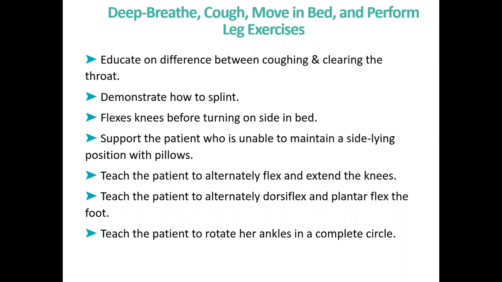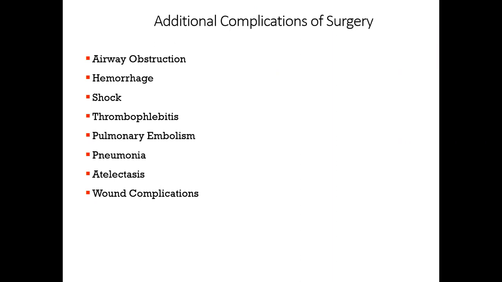We want to make sure that they know how to splint when they're moving in bed. They can flex their knees before turning to help move from side to side more easily. When we're using a pillow for support, we need to make sure the pillow is not flat, but actually provides them with support. The same thing goes for whatever they're splinting with. And in your volume 2, it shows these different exercises that they can do in bed. These exercises will also help to reduce their chance of blood clots.